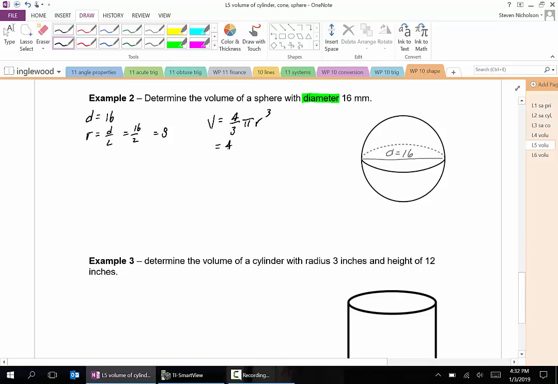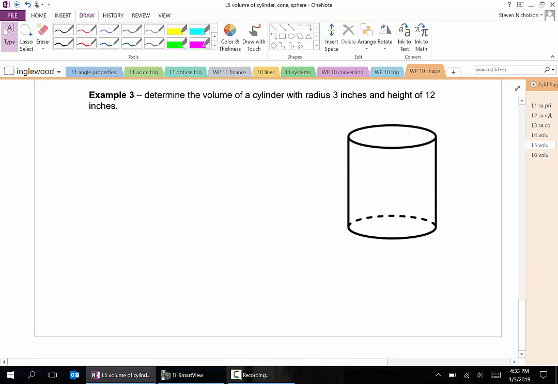And as long as we put the right numbers in and then get our calculator, we will get the right answer. So remember, we're going to go brackets 4 divided by 3, close the brackets. And when we plug all those numbers in, we get 2,143.6 cubic millimeters.